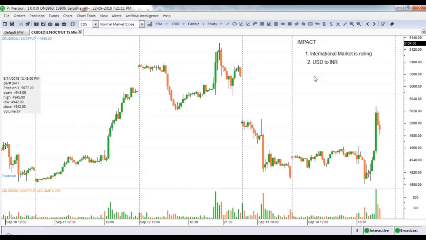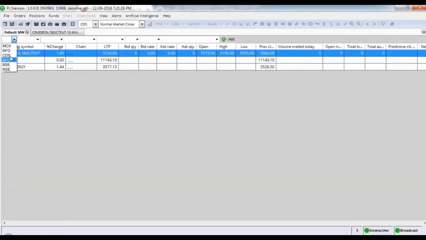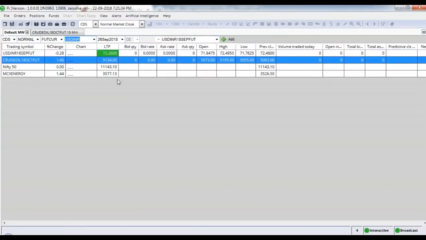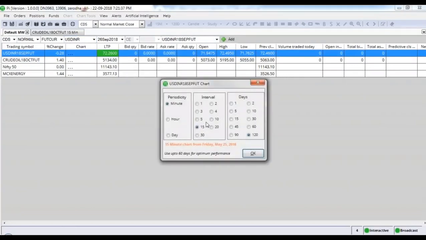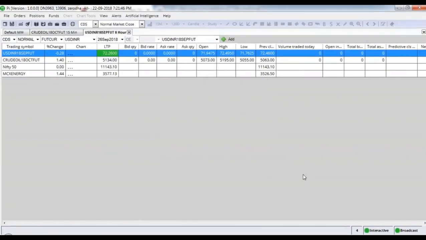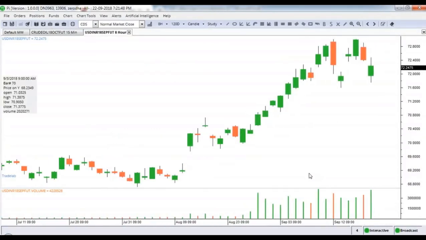Okay. Now, at any time, if the USD gets really, really expensive vis-a-vis whatever is happening in this market, let's look at it. So this is the USD INR pair, right? If we look at the USD INR pair, and let me increase this, you see there is a sharp increase over here.